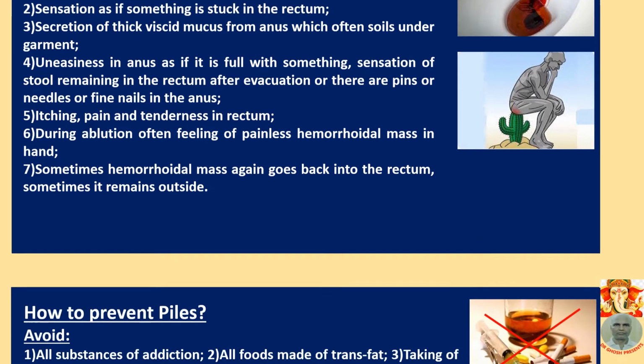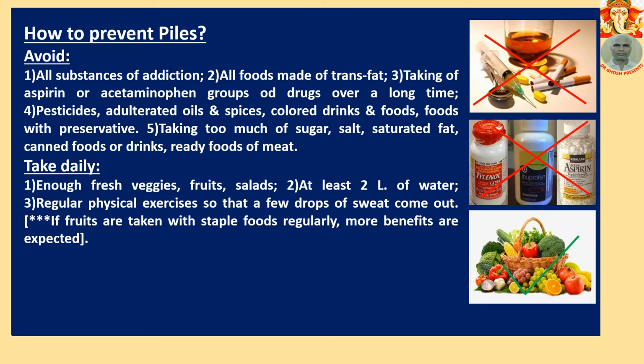How to prevent piles? Avoid. You should avoid all these things if you want to prevent piles. All substances of addiction, all foods made of trans fat, taking of aspirin, acetaminophen groups of drugs over a long period. You should avoid these things actually. Now, pesticides, adulterated oils, spices, colored drinks, foods with preservatives. Number 5, taking too much sugar, salt, saturated fat, canned food or drinks, ready foods of meat, etc. Everything should be avoided.